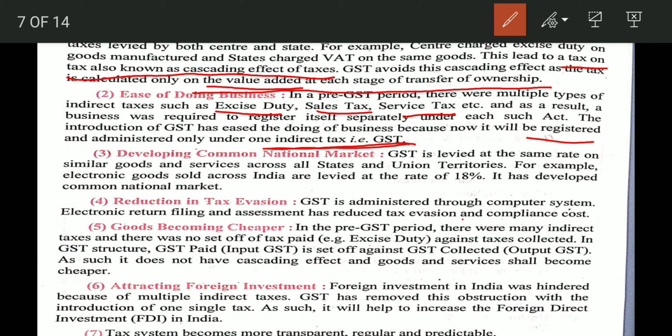Number 5, goods becoming cheaper. In the pre-GST period, there are many indirect taxes and there was no set-off of tax paid. Example, excise duty against tax collected. In GST structure, input GST paid is set off against output GST collected. As such it does not have cascading effect and goods and services shall become cheaper. So here goods in the GST becomes cheaper. In GST, the GST paid is set off against the GST collected. So it does not have a cascading effect, and so the goods naturally or normally becomes cheaper.